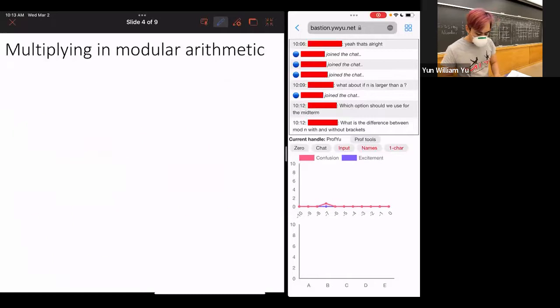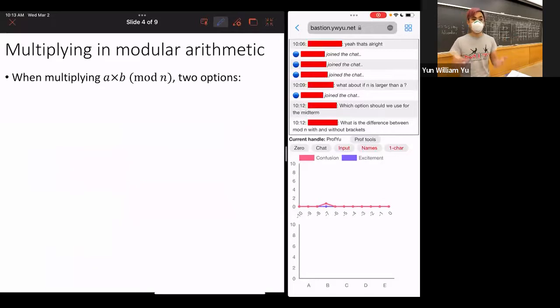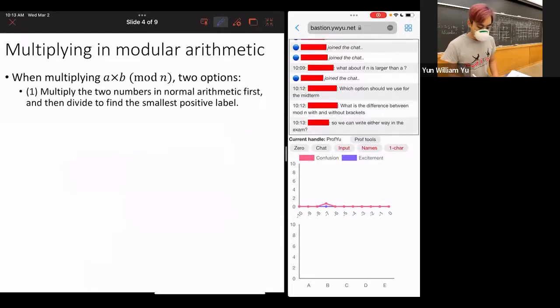What about multiplication in modular arithmetic? Well, you have the exact same two options. You can write either way on the exam, and that's fine. One way of multiplying is you multiply the two numbers in normal arithmetic first, and then you divide to find the smallest positive label. So what do we mean by that?